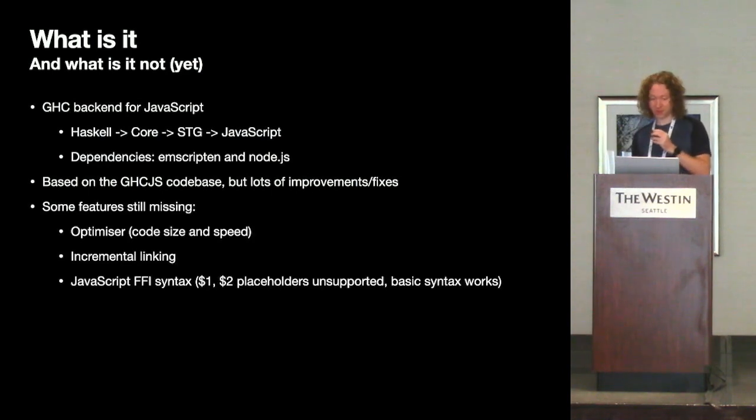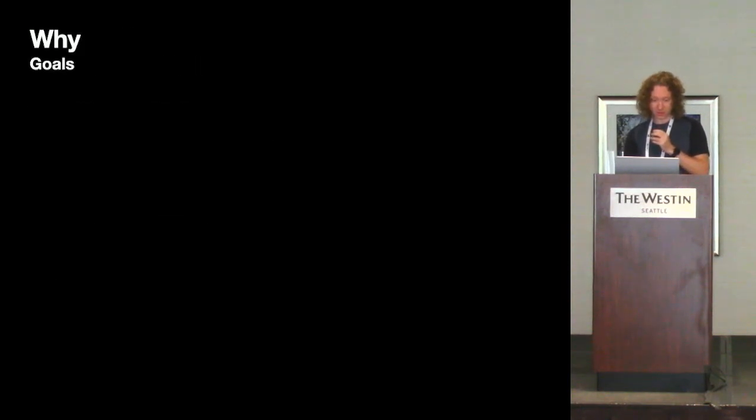If you're used to GHCJS, then the optimizer is missing. You still get bigger executables. We're working on that. Incremental linking is missing, splitting your executable into multiple things, and the convenient JavaScript foreign import syntax with the $1, $2 placeholders is still missing, but basic syntax works, so it's very easy to convert things over. So why are we doing this?